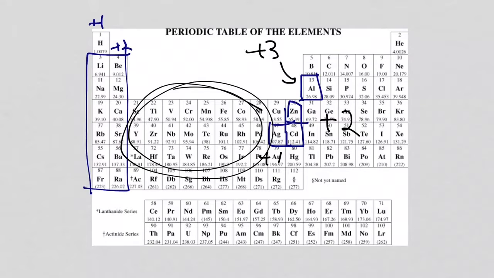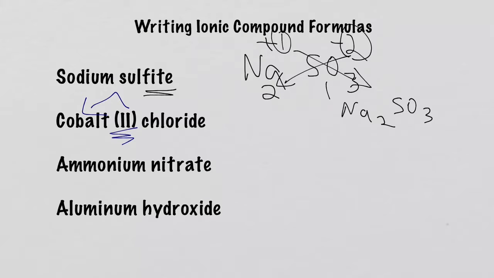Cobalt is right here. It's in transition metal land, so it has more than one way it can give up electrons. In this case, you're dealing with cobalt giving up 2. So I have Co +2.